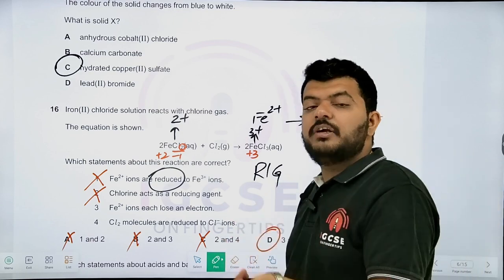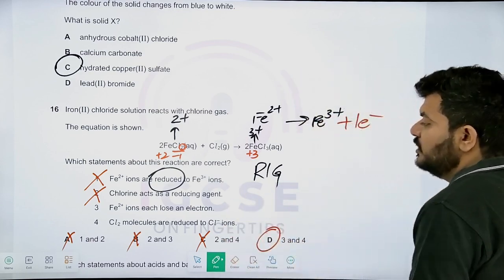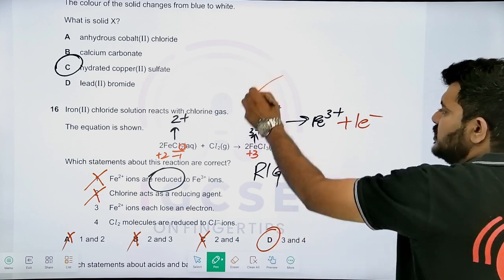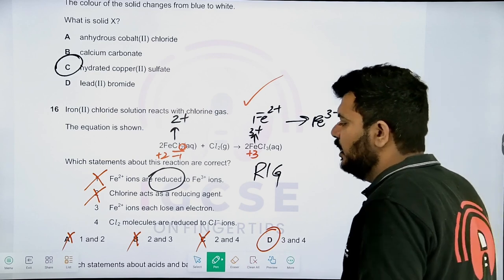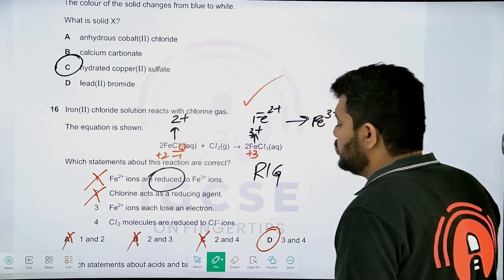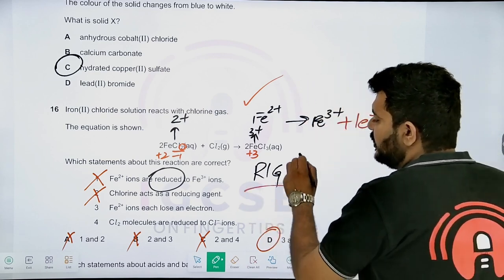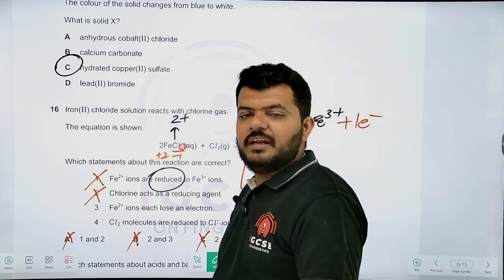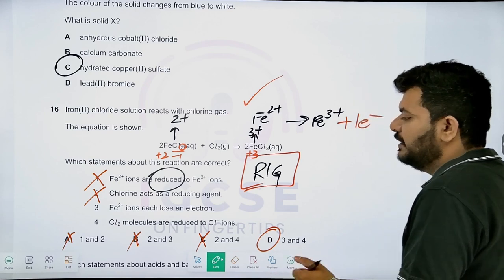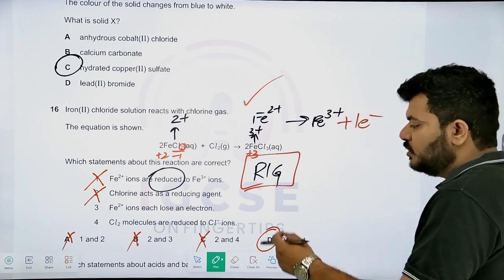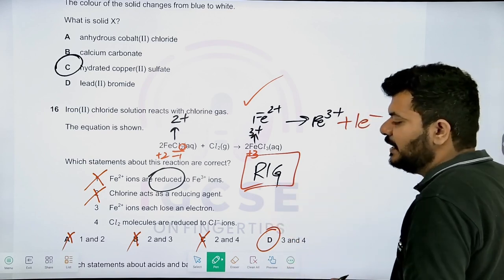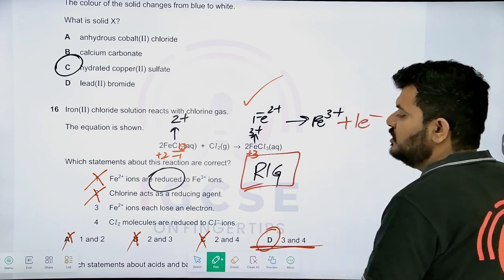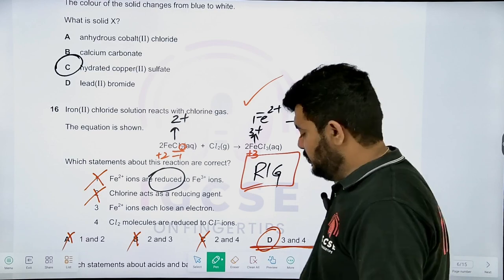Let's now look at third and fourth statement. Fe2 plus ions each lose an electron. Yes, this is what the equation tells us. Cl2 molecules are reduced to Cl minus ions. Reduction is gain of electrons. Molecules are gaining electrons, 1 electron per atom. So they are getting reduced rather than being reducing agent. So in fact, D is your correct answer.